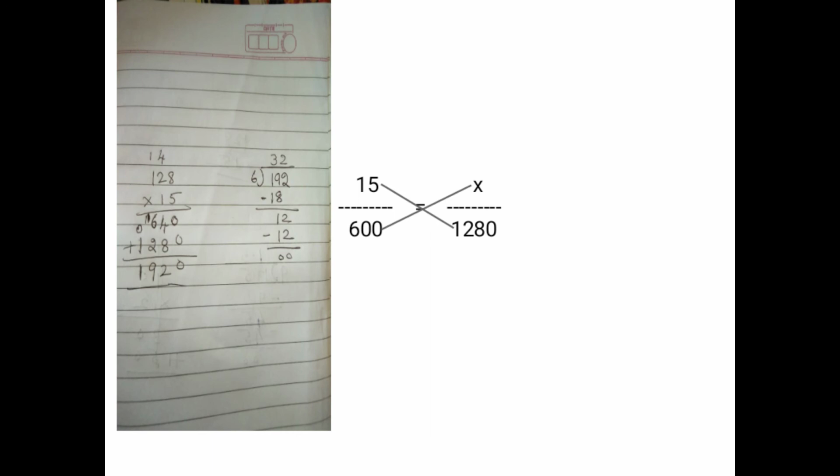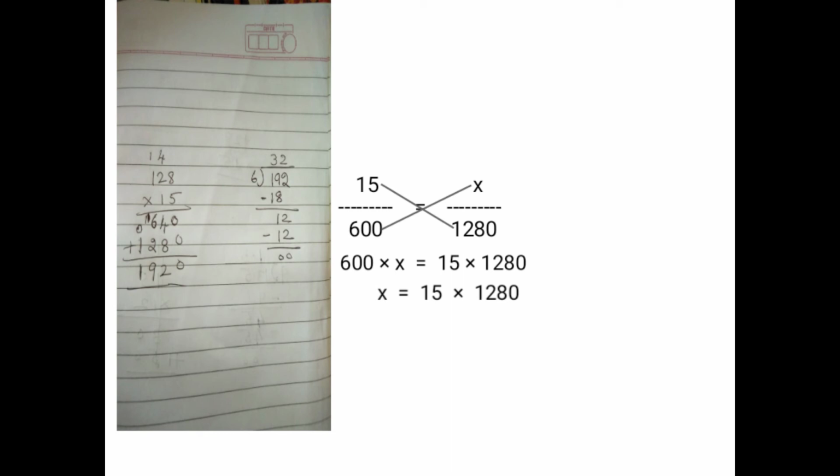Now let us begin the cross multiplication method. 600 into X is equal to 15 into 1280. Like this you have to write the cross multiplication method. Now find the value of X.